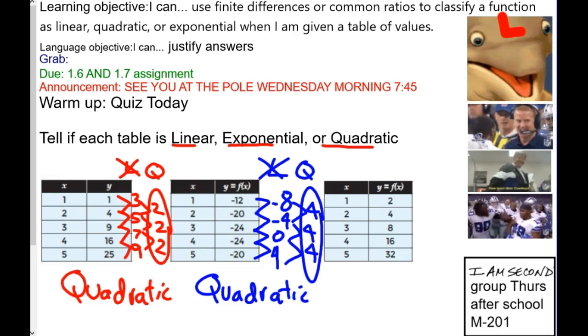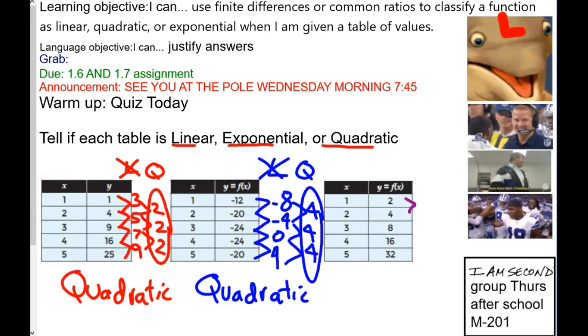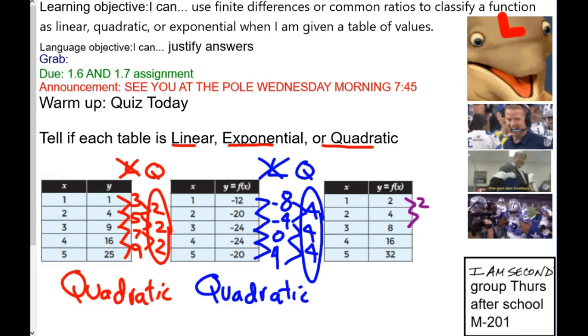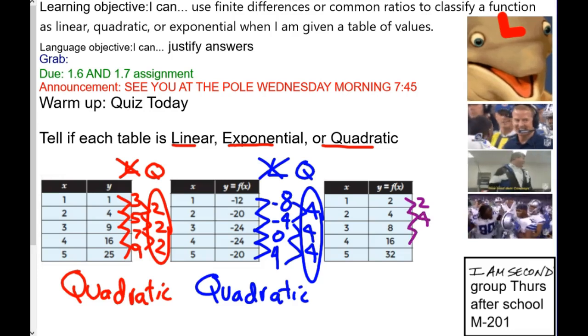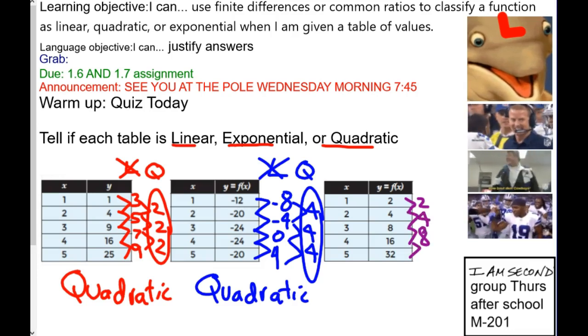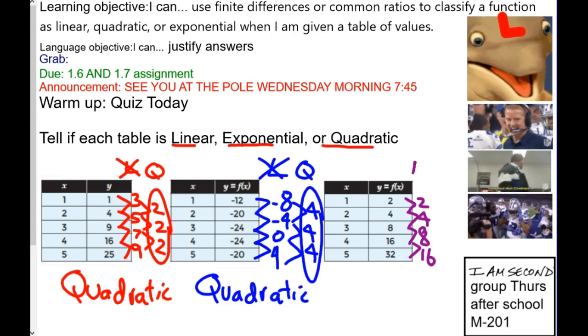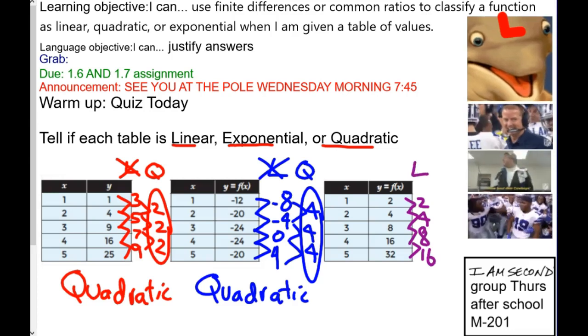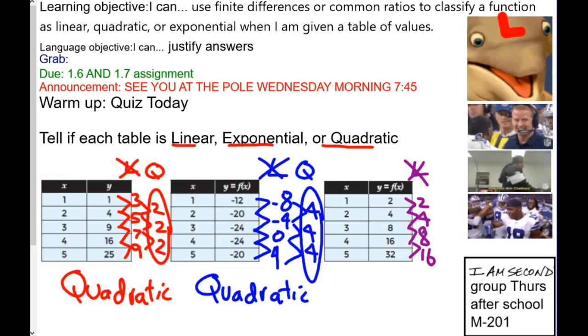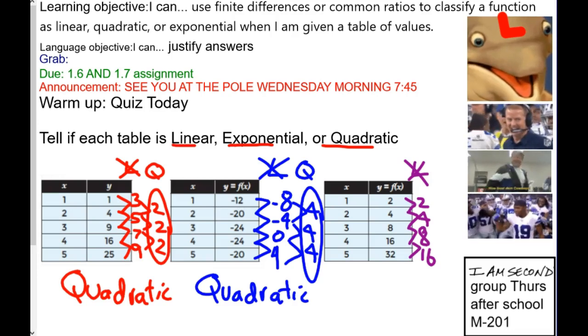So again, let's subtract. 4 minus 2, 2. 8 minus 4 is 4. 16 minus 8 is 8. 32 minus 16 is 16. Is it linear? No. Does that automatically mean it's quadratic? No, it doesn't. So, let's do it again.